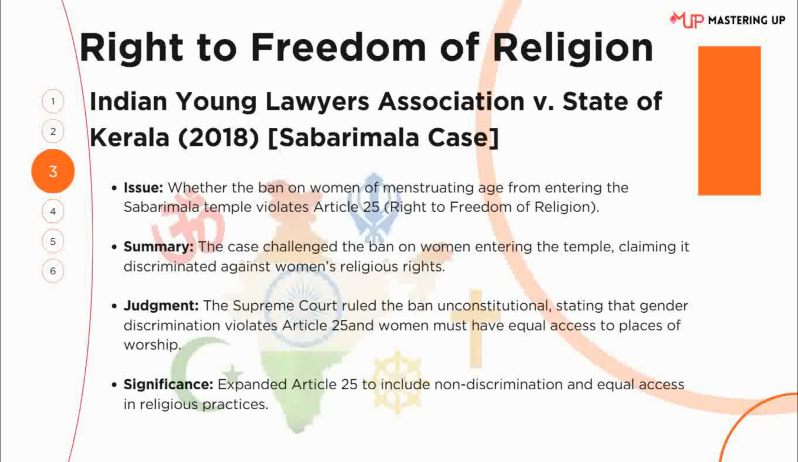The Supreme Court judgment ruled that the ban was unconstitutional, stating that gender discrimination violated Article 25, which guarantees freedom of religion and equal access to places of worship for all. This case expanded Article 25 to include non-discrimination, ensuring that women have equal access to religious practices and places of worship, regardless of their gender.